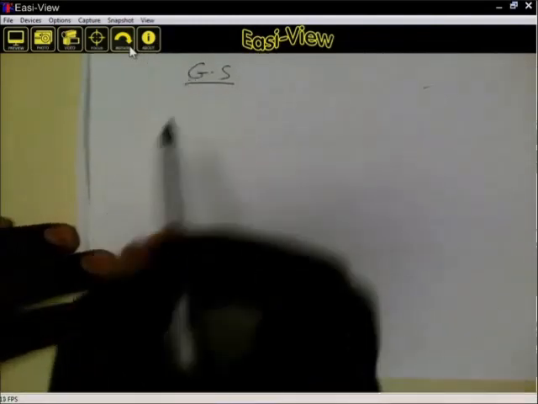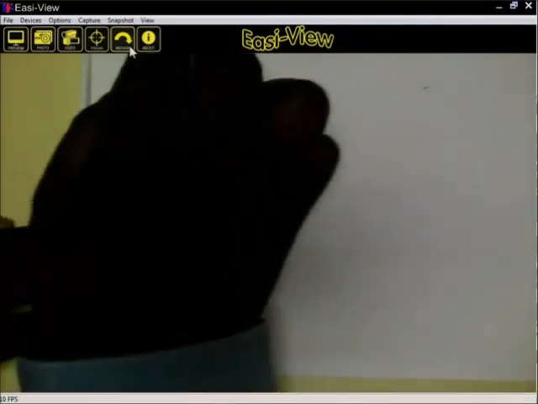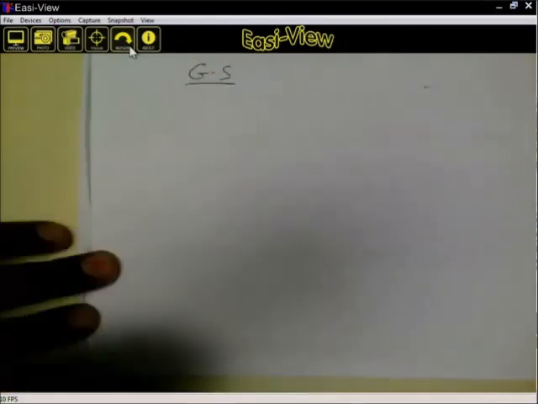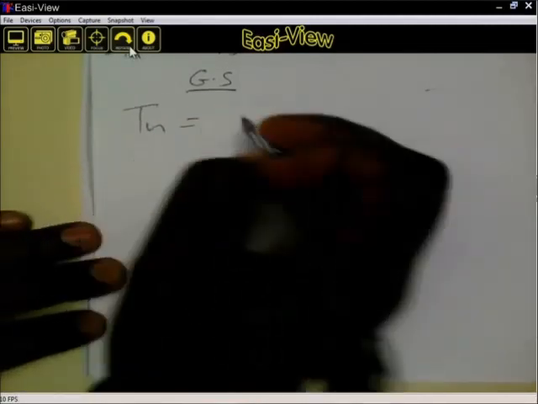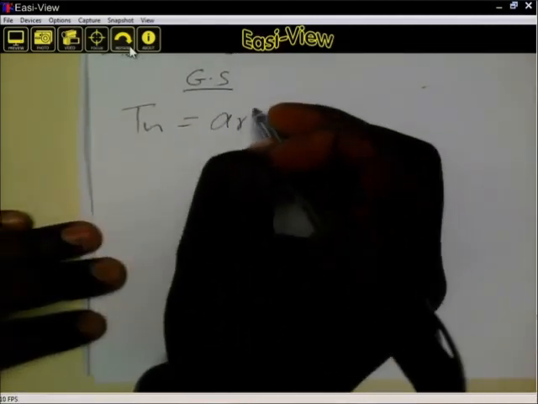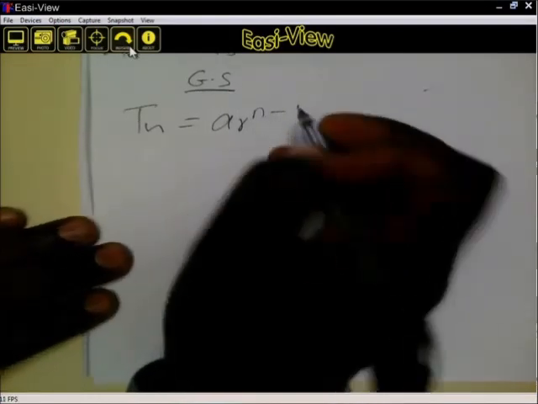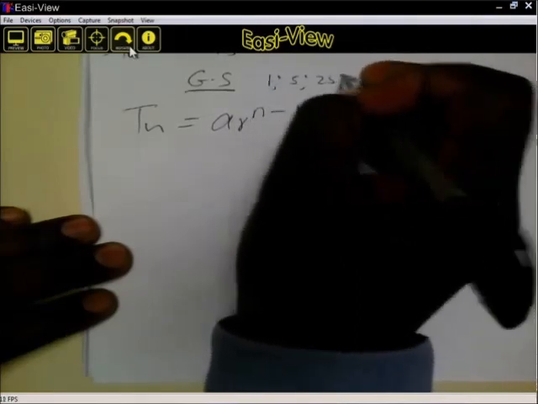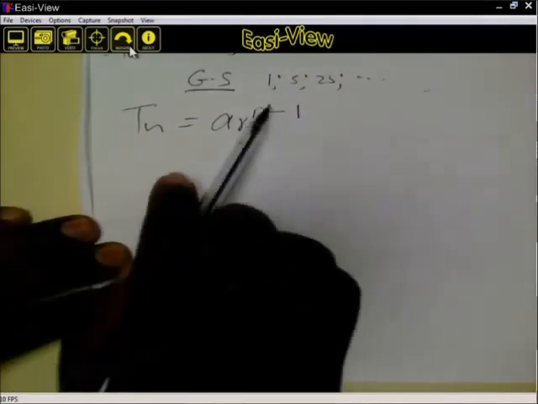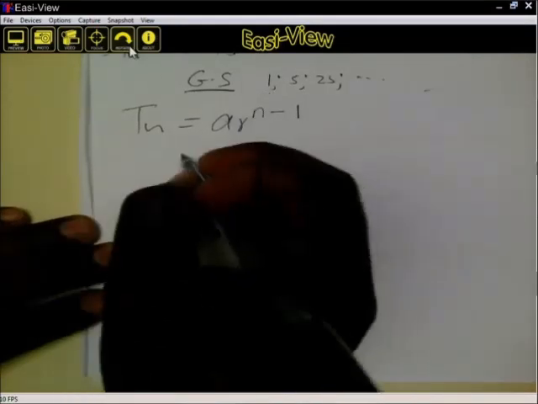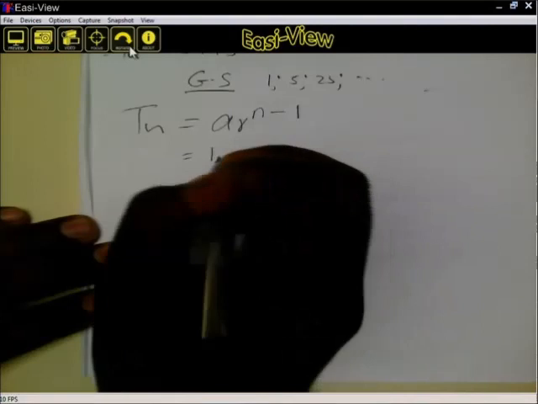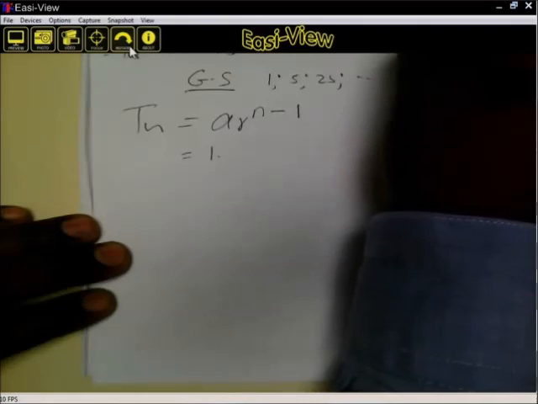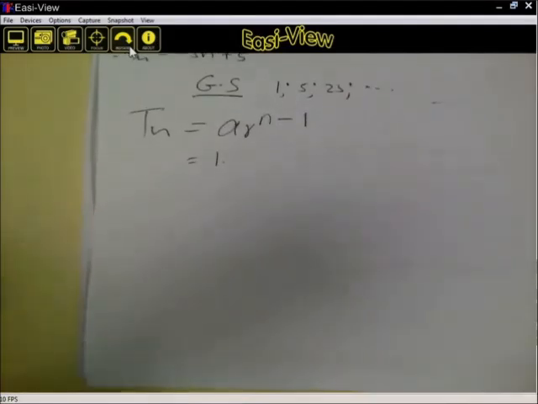Alright, we are now going to find the general term for the sequence below. And the sequence below is geometric. So for a geometric sequence, remember we use Tn equal to ar to the power n minus 1. Now what is the sequence there? It's 1, 5, 25, and so on. The first term of this geometric sequence is 1, which means in the place of a we write 1 multiplied by r, and we found the common ratio to be equal to 5.